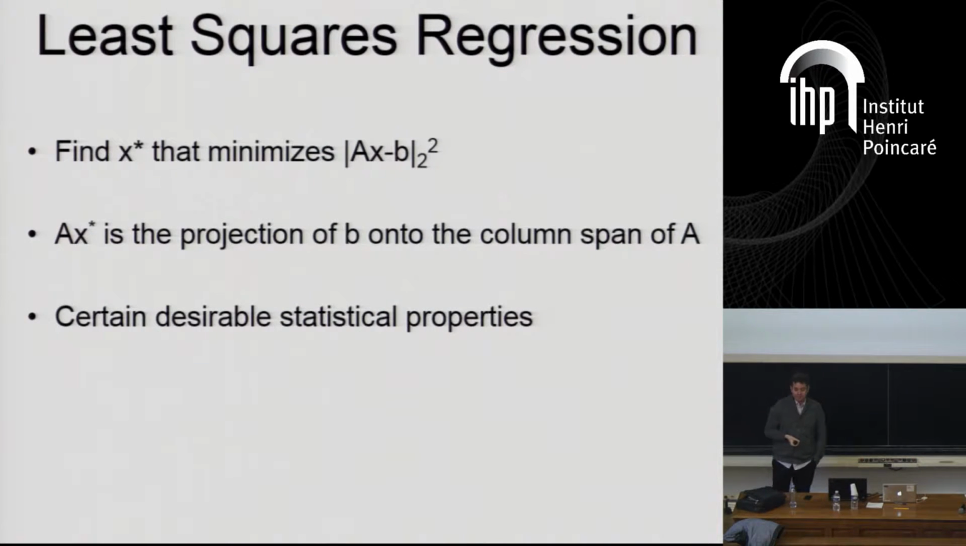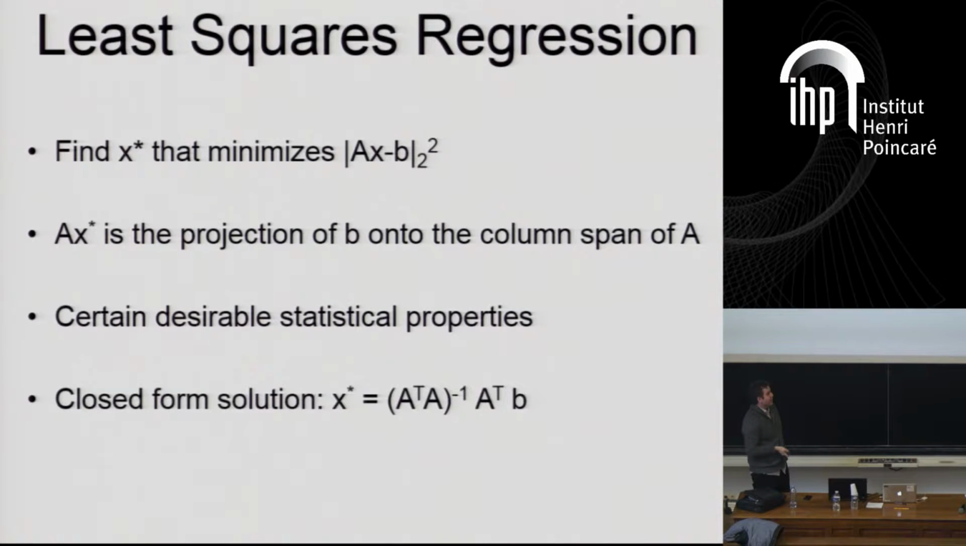And it also has certain desirable statistical properties. So if A x equals b up to some independent Gaussian noise that's being added on each of the coordinates, then it turns out that if you solve with this loss function, then you get the maximum likelihood estimator for that problem. Moreover, the solution can be written in a closed form. So this is really nice in the sense that I can just write down x star as (A transpose A) inverse times A transpose b. This is assuming the columns of A are linearly independent. If they're not, you can write it in terms of the pseudo-inverse.